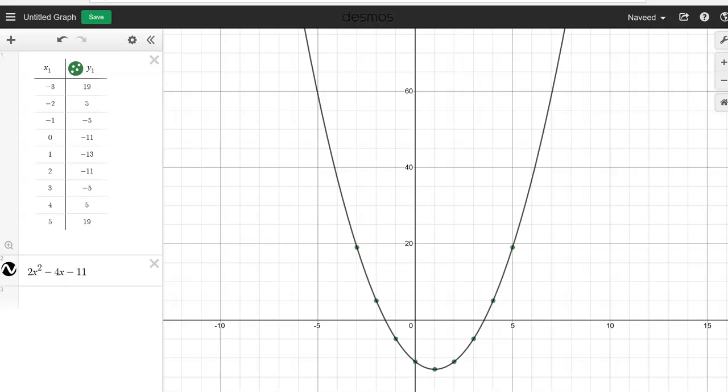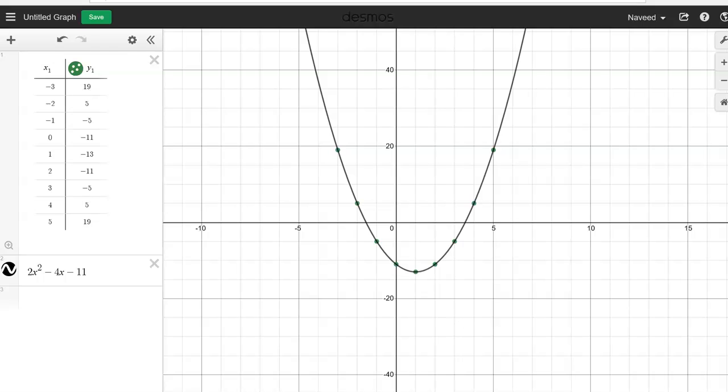Y, or the range. Range is the y value, up and down, the y-axis. Notice that the graph has a floor. So this is the floor of the graph. If you click on that, by the way, that's one of the features of Desmos, where you can click on the point and it gives you the coordinate of it. The y value here is -13. That means that this is as low as it can go. It does not go lower than -13, but it goes as high as infinity.